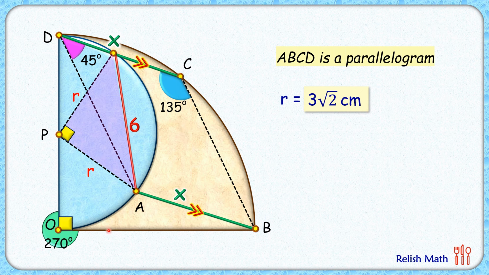And capital R, the radius of the quadrant, will be twice this small r, or capital R is 6 root 2 centimeters. And that's our answer.